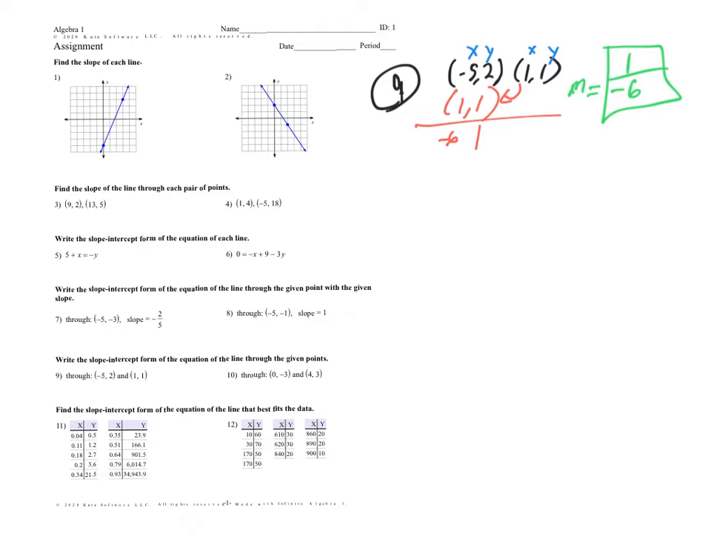I'm going to use the easier one, which in this case would be 1, 1. It really does not matter which one you use. If you want to use -5, 2, go for it. I'm going to use 1, 1 just because 1's an easy number to work with. So that gives me a y value of 1.